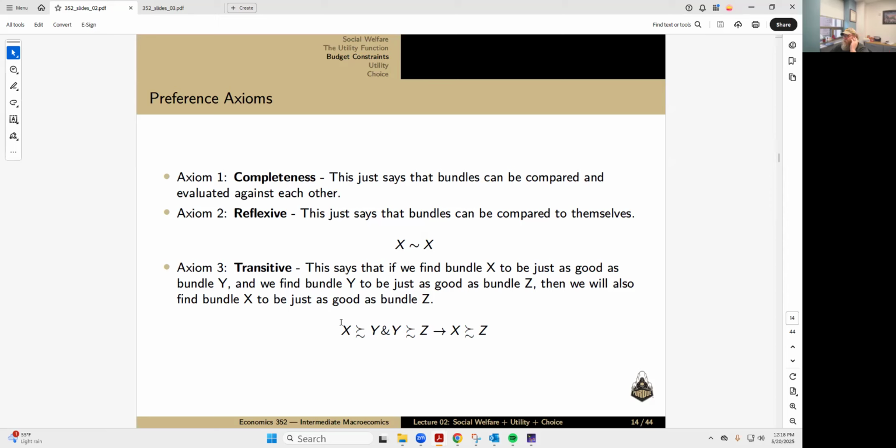And then lastly, we assume a transitive property, which is that if X is at least as good as Y and Y is at least as good as Z, then we're going to say X is at least as good as Z. So the preferences are transitive. A preferred to B preferred to C, therefore A is preferred to C. Because we preferred A to B and B to C, we prefer A to C as well. So that's the idea of transitive.